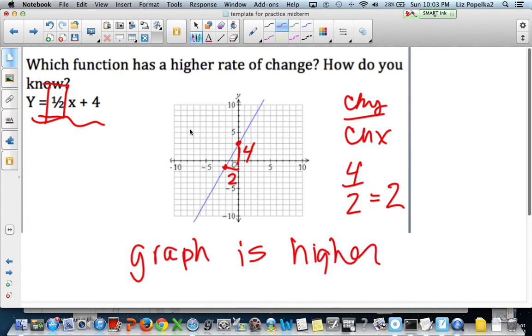And my evidence here is enough. I've got proof here that my rate of change is 2, and that one's only 1/2. So the graph has to be higher.